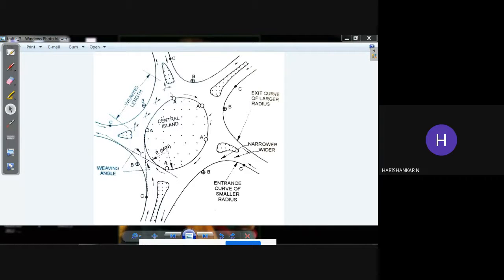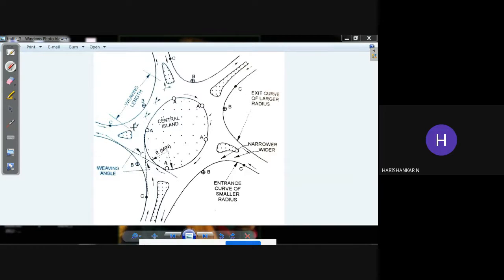So every vehicle will move like this. If it wants to go in this direction, then it will rotate up to this much distance. And if it wants to go in this direction, then it will take all this distance and go like this. So we will study the technical terms, just like the weaving length.